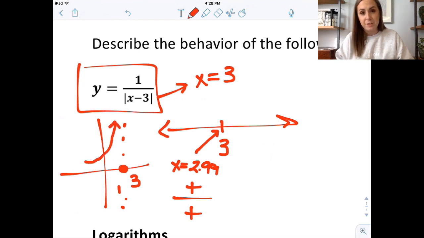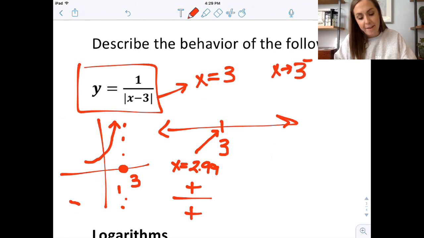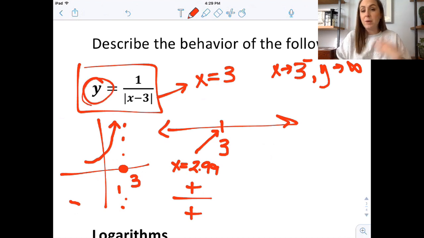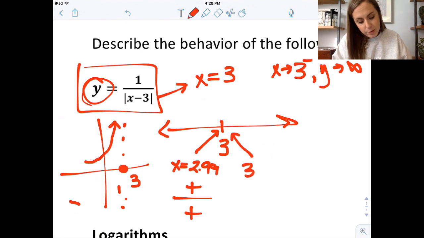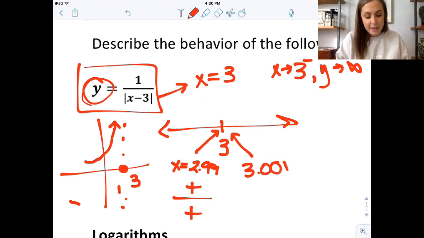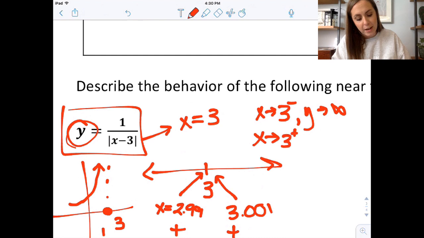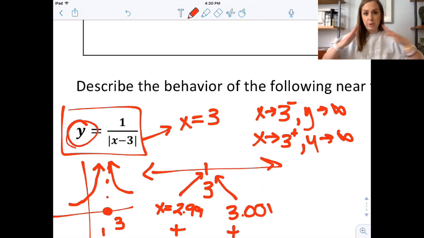So what I would say there is, as x approaches 3 from the left, y approaches positive infinity. And I'm using y because that's the way my function is defined. But if it was a p of x or an f of x, that's what you'd want to say. You want those to agree. Now, if I go just to the right, let's say that's 3.001, whatever you want it to be. Same thing, numerator is just 1, denominator is an absolute value. So I could say as x approaches 3 from the right, y also approaches infinity. And so for the graph, it would mean we're approaching infinity from both sides.